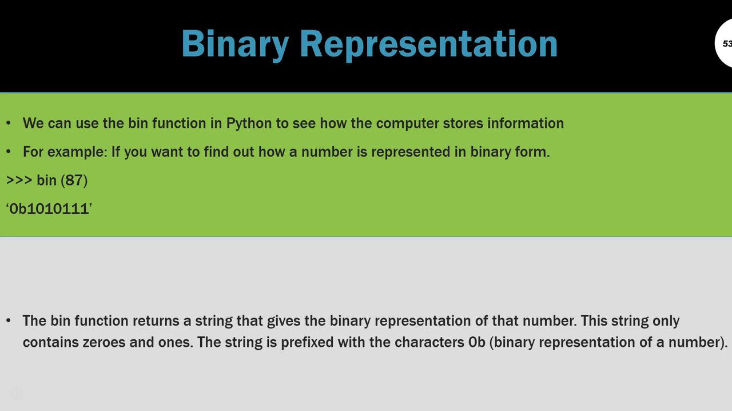We can use the bin function in Python to see how the computer stores information. For example, if you want to find out how a number is represented in binary form, you can type bin(87). The bin function returns a string that gives the binary representation of that number. This string only contains zeros and ones. The string is prefixed with the characters 0b, for the binary representation of a number. Learning binary is extremely useful if you want to be an architect or an analyst that works in cryptography, deciphering code, or if you want to work in blockchain technology.